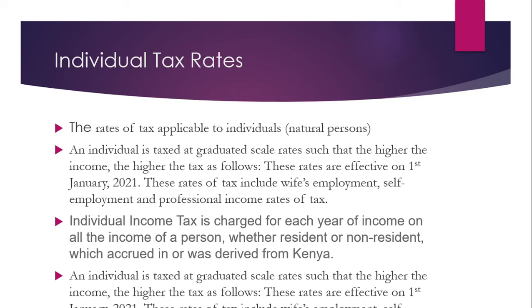Individual income tax is charged for each year of income on all the income of a person, whether resident or non-resident, which accrued in or was derived from Kenya. An individual is taxed at a graduated scale such that the higher the income, the higher the tax, as follows. So when your actual income is increasing, your rate of paying tax will increase. So the tax bracket is critical in determining the amount that should be paid by the taxpayer.